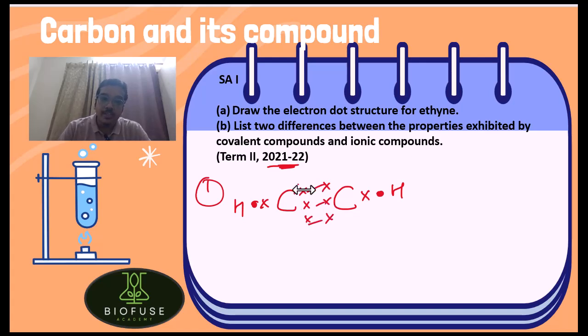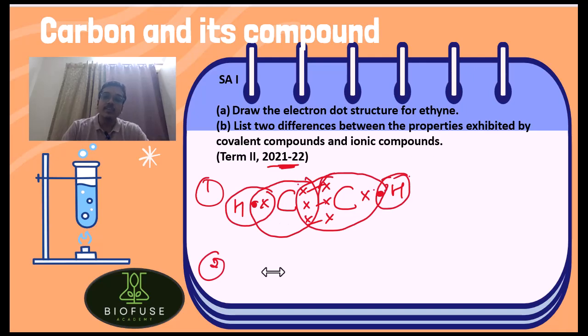Okay, so here, this lists the two differences between the properties exhibited by covalent compounds and ionic compounds. So covalentக்கும் ionic-க்கும் இருக்கிற ரெண்டு difference between properties, that alone you have to tell. I'll just divide it like this, covalent and ionic.